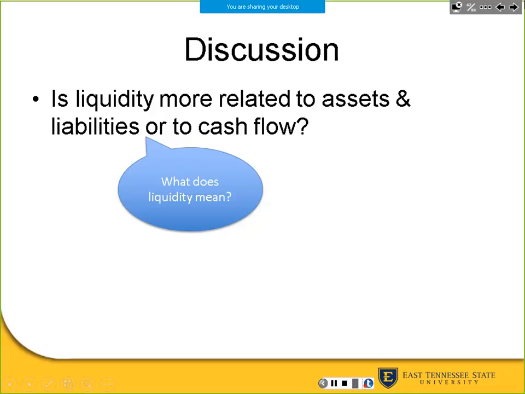So liquidity, what do you think? Is it more related to assets and liabilities or to cash flow? I would say assets and liabilities, but I don't think that's right. That's what I was going to say.